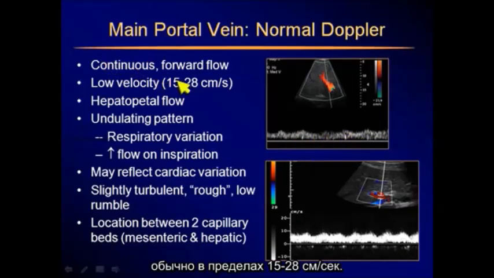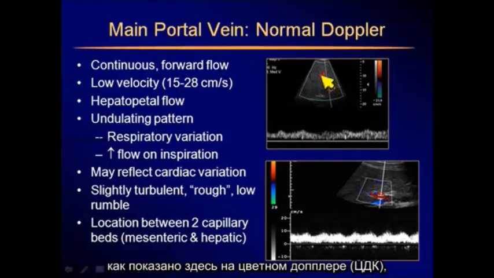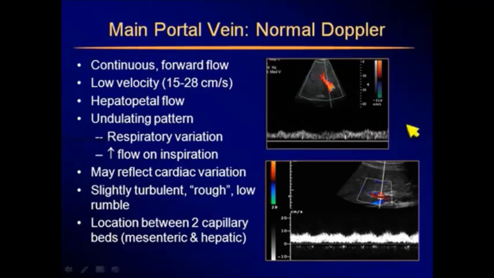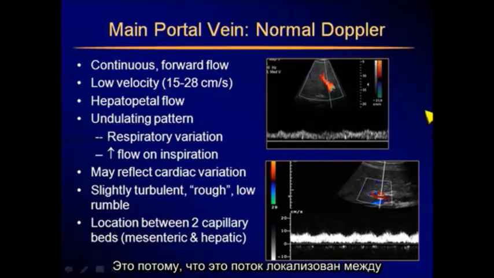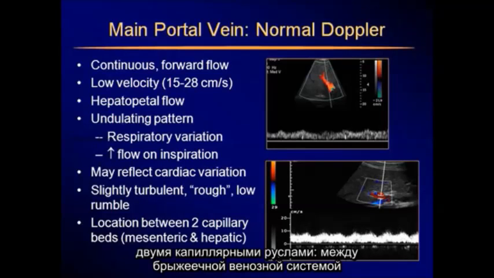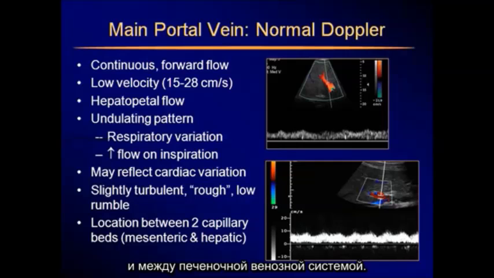If you did velocities, usually they're 15 to 28 or 30 centimeters per second. The flow is into the liver, shown here on this color Doppler. Red means flow towards, so we have flow towards the liver. It's an undulating pattern which reflects respiratory variation and may reflect cardiac variation. It's a slightly turbulent, rough, low rumble kind of flow. That's because it's located between two capillary beds, between the mesenteric venous system and the hepatic venous system.